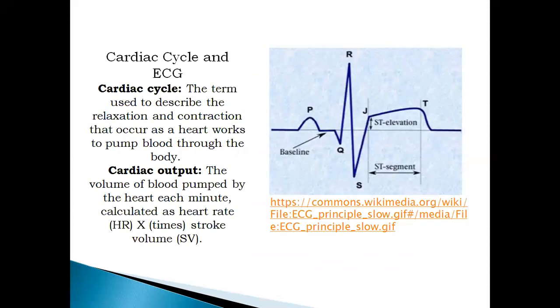But this conduction and control of the heart together is governed by the cardiac cycle, the term used to describe the relaxation and contraction which occurs in the heart and which works to pump the blood through the body. And the cardiac output is defined as the volume of blood actually pumped by the heart each minute. It is calculated as heart rate times stroke volume, that is, the number of times the heart is pumping multiplied by the volume of blood pumped out each beat. This is the cardiac output.